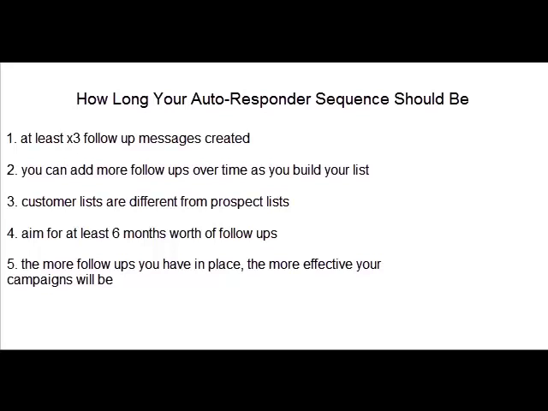So this is why it's important that you make sure that you aim. Don't think you have to do this straight away. It's important that you aim for 6 months worth of follow-up messages, and then once you get to 6 months, you can perhaps then increase things from there. So that's the end of the first video on how long your autoresponder sequence should be.